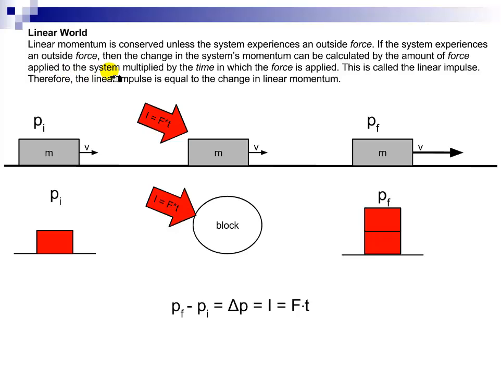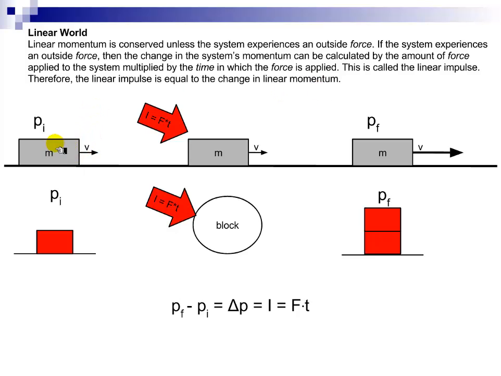of force applied to the system multiplied by the time in which the force is applied. This is called the linear impulse. Therefore, the linear impulse is equal to the change in linear momentum. Okay, well, that's all fine and dandy, but let's look at how that is actually applied physically.